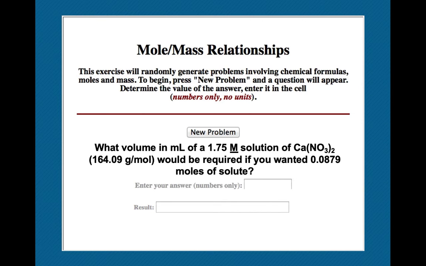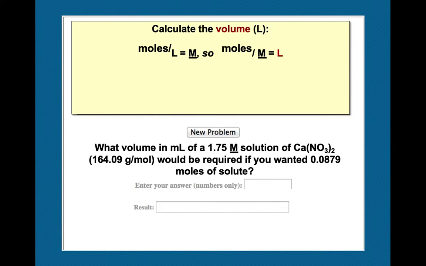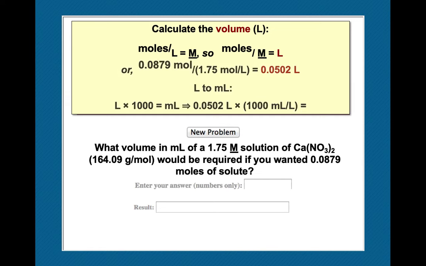Remember to get volume, moles divided by moles per liter. We know our concentration, 1.75. We know the number of moles we want, we know weight. We're looking for 0.0502 liters. To get it to milliliters, you would simply multiply by 1,000, 50 mils.